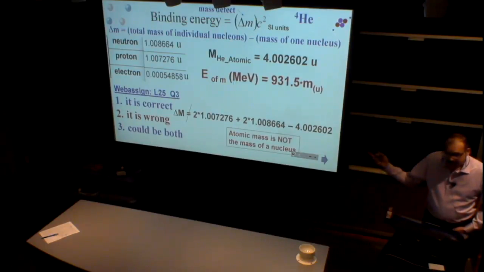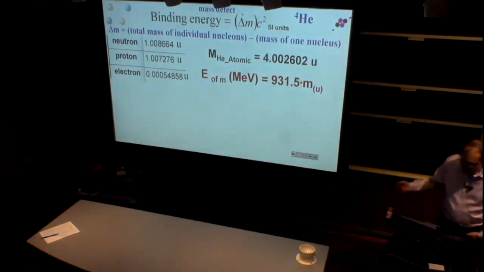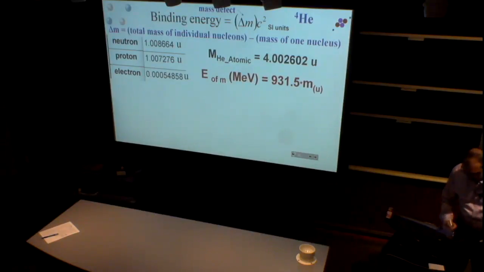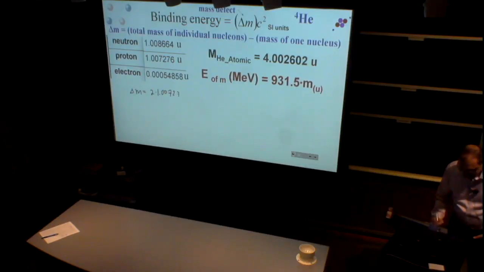We have to remember the difference between the atomic mass and the mass of a nucleus. Atomic mass includes the electron masses. So it's an easy fix. If you want to calculate the mass defect, we start from the same individual masses of a proton and two more masses of a neutron.